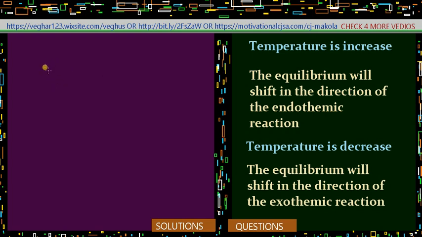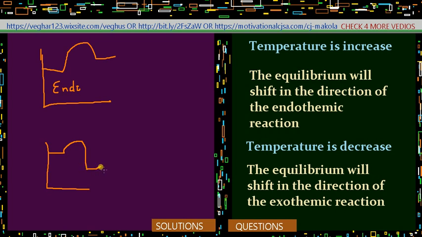So yeah, in an endothermic reaction, you start with the lower energy and you end up with a higher energy. This is endothermic. In an exothermic reaction, you start with the higher energy and you end up with the lower energy. This is the reactant and this is the product.